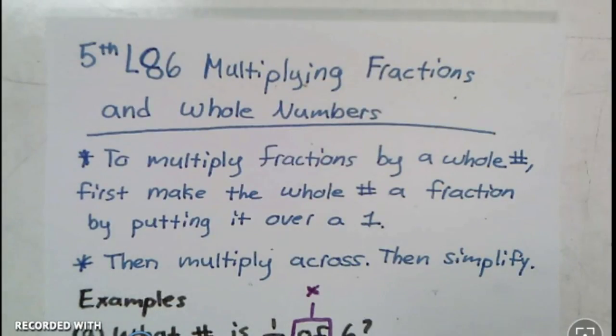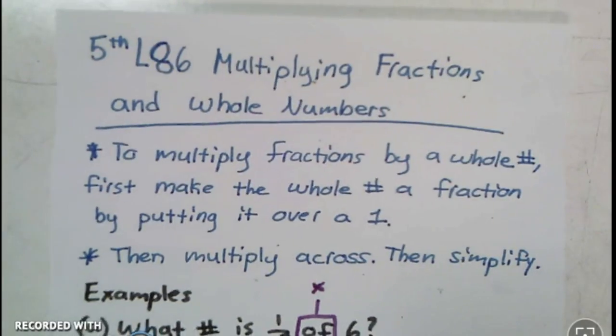You are going to love this lesson because you basically already know how to do it. So to multiply fractions by a whole number, first you make the whole number a fraction by putting it over 1, and then you multiply across and simplify, just like you have been doing all year.